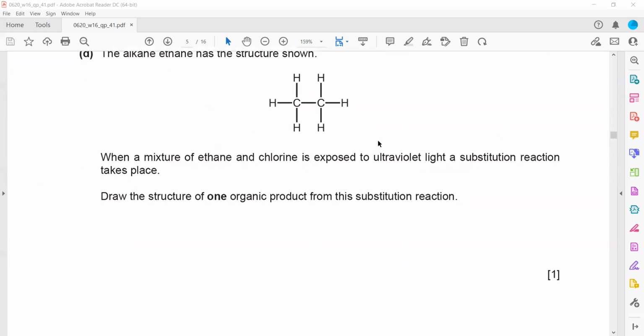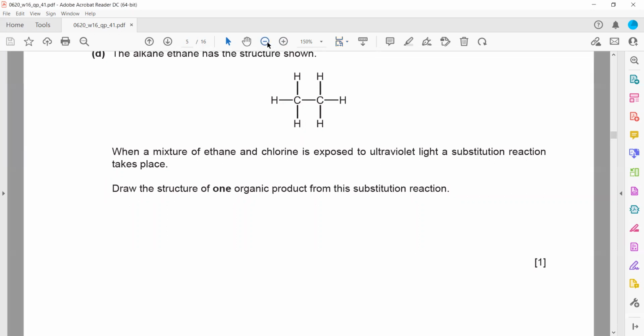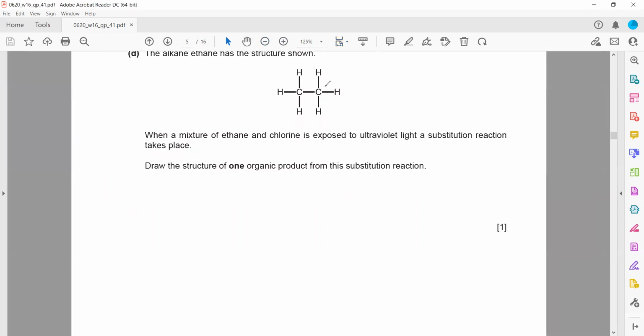So what happens in a substitution reaction? An atom or a group of atoms displaces the other. So one chlorine will enter and one hydrogen will leave. So what will be the product here? One of the hydrogens is replaced by chlorine, and HCl will also be formed. So we have to draw the organic product.